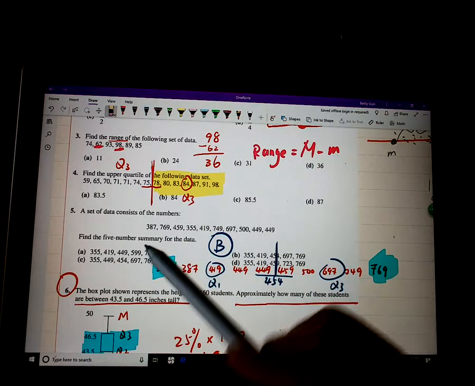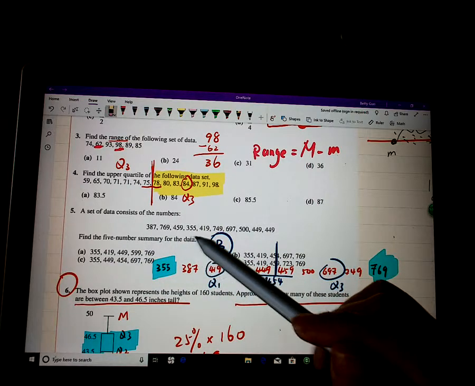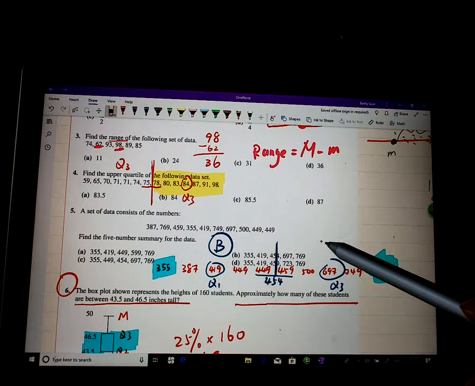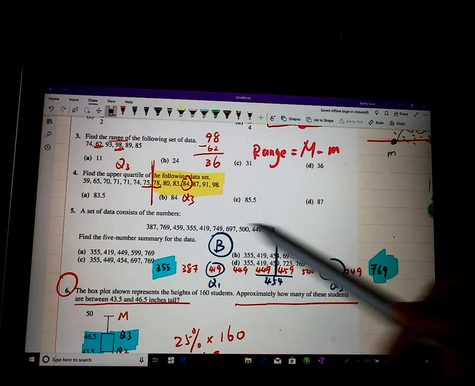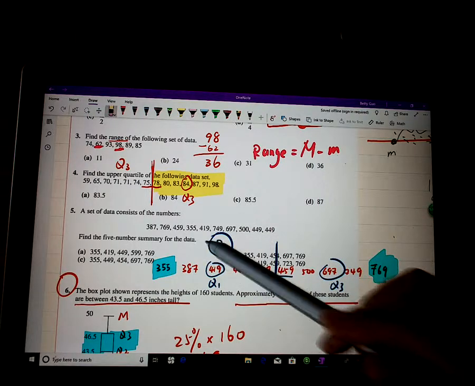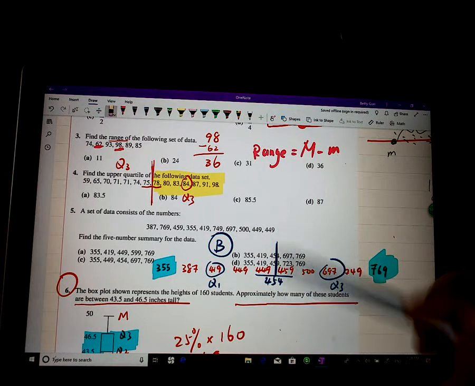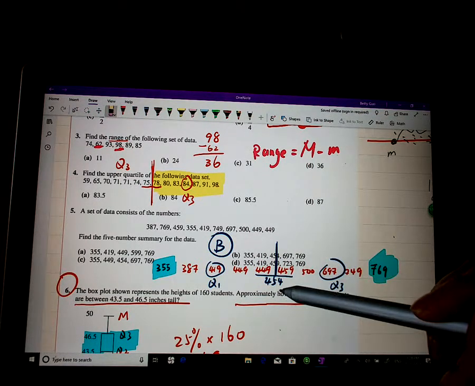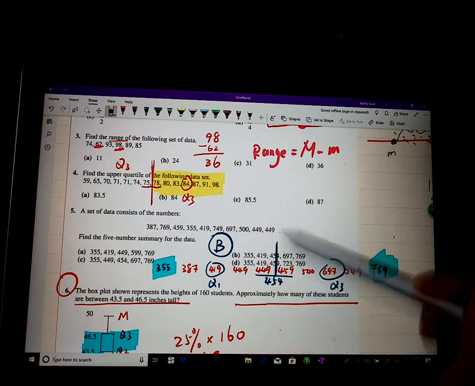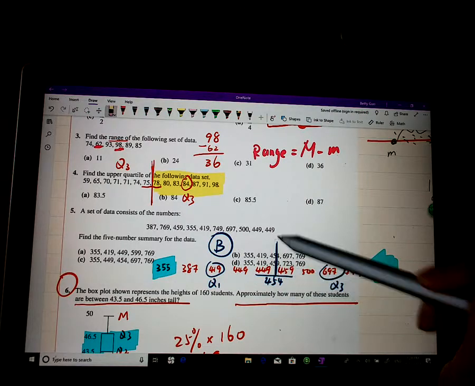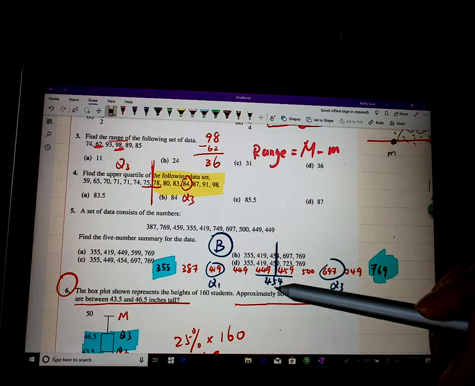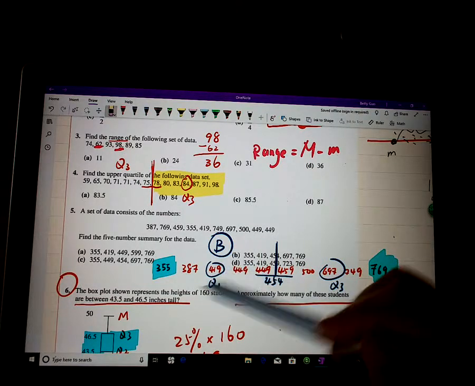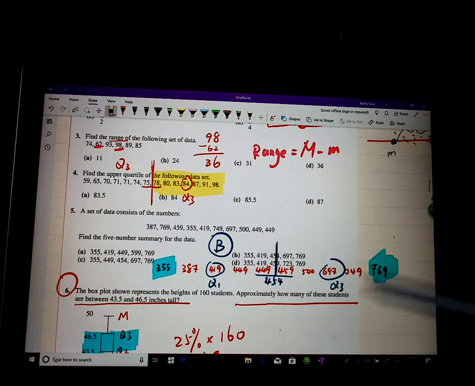Just know the 5-number summary includes the minimum and maximum. I believe you know how to find the minimum and maximum, right? It also contains Q1, Q2, Q3. Q2 is the median of the data set. Q1 is the median of the lower half. Q3 is the median of the top half. So I'm going to leave this for you to figure out.